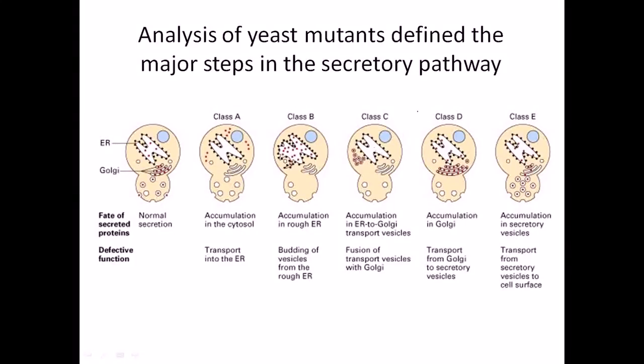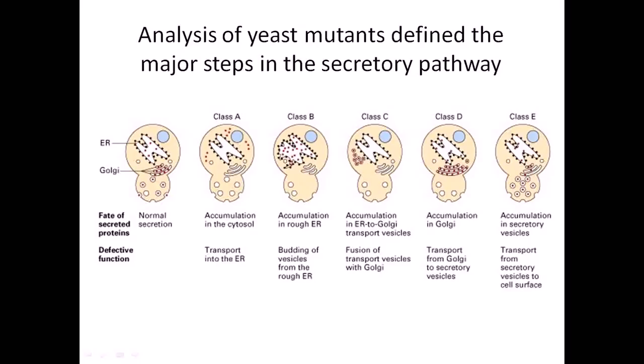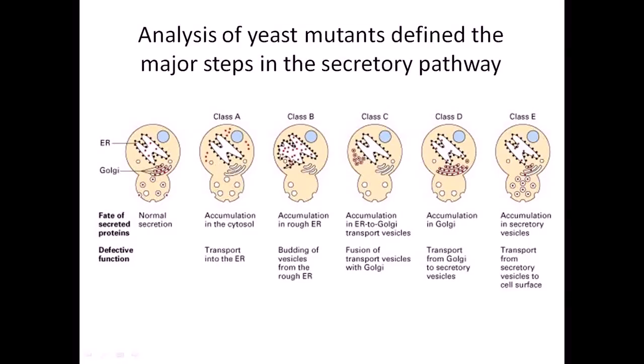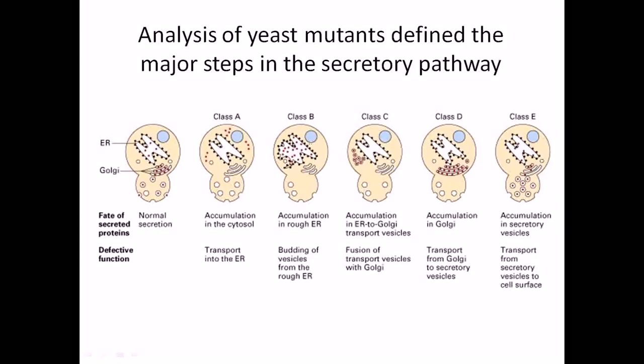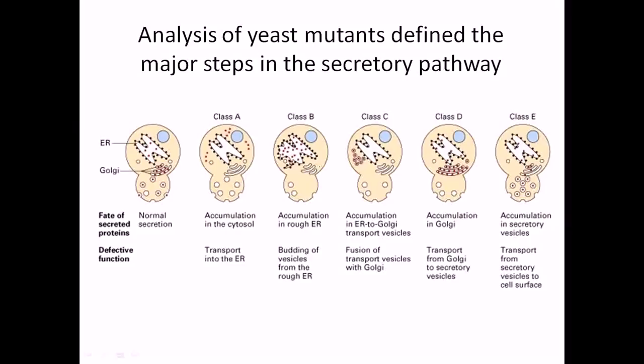So you can see here that we can analyze yeast cells in many different ways. As you can see, in the normal secretion, we have proteins that are inside the ER, then they are in the Golgi, then they are in the vesicles, then they are released. Now in case of class A type of proteins, as you can see here, they are produced and accumulated in the cytosol, right? And the class B type of proteins accumulate in the rough endoplasmic reticulum, because the proteins are synthesized and they stay in the rough endoplasmic reticulum for a longer period of time, right?